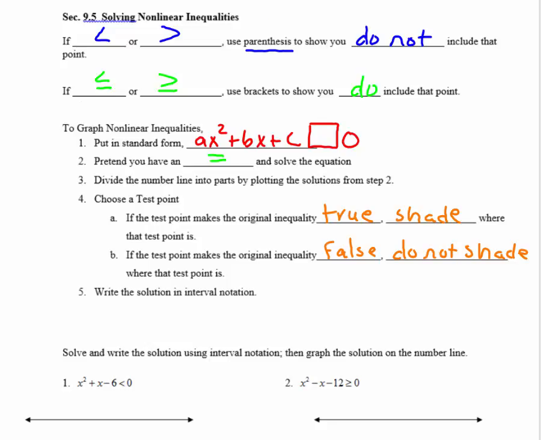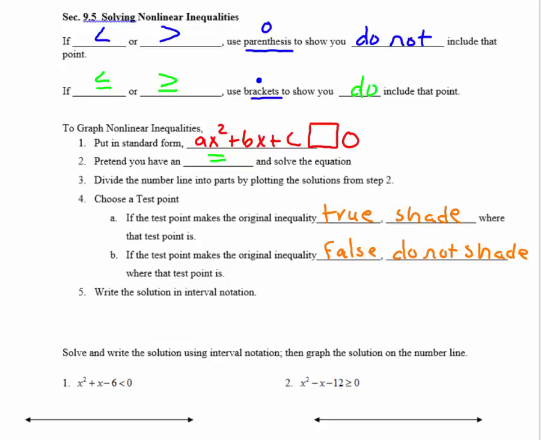Normally in the past we would use an open circle. Now we're going to try and use a parentheses. If you had a less than or equal to symbol or greater than or equal to symbol, you're going to use a bracket to show that you do include that point. In the past we used a closed circle. Now we're going to try and do a bracket instead.